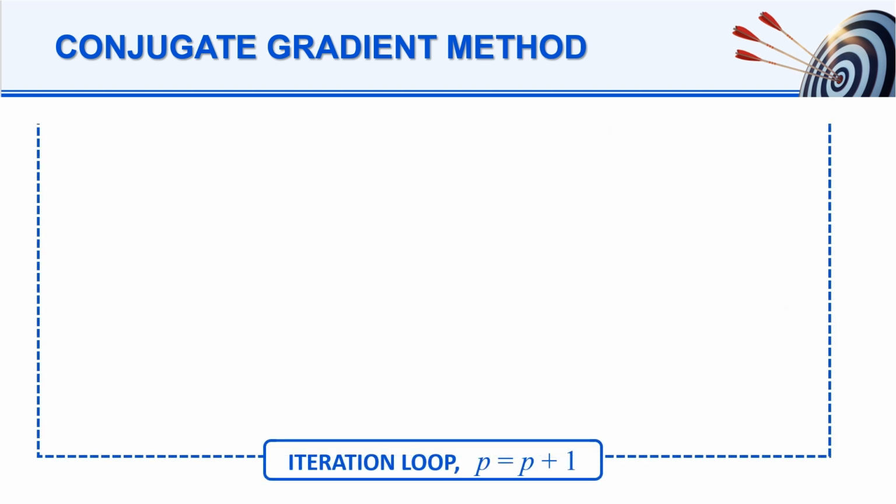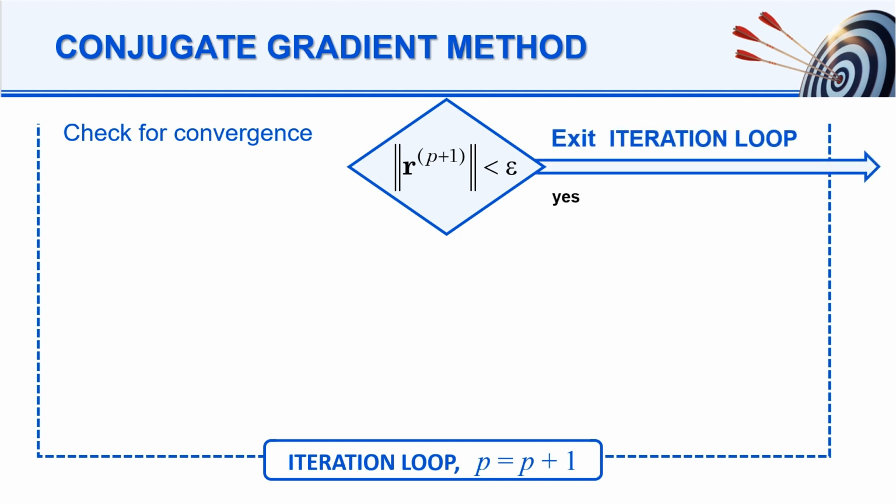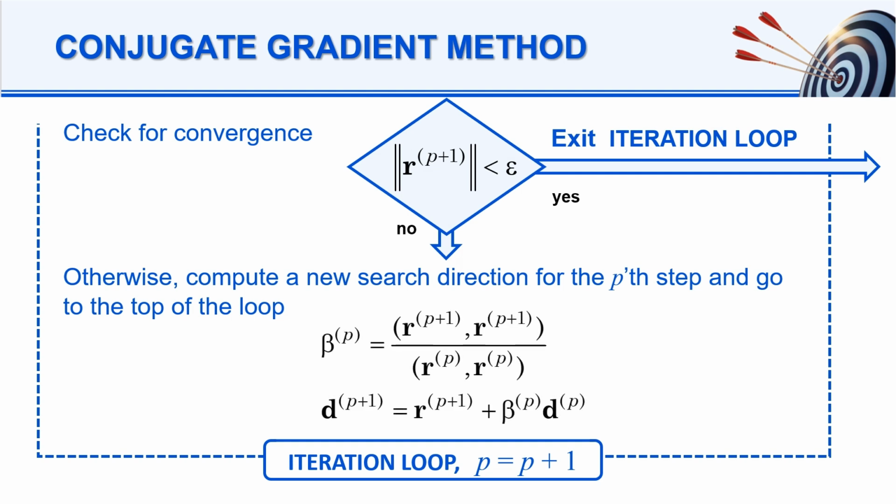Next, we check for convergence using the spectral norm of the residual vector. If the norm is less than a convergence tolerance value, the computations are terminated. Otherwise, the procedure is continued by computing a parameter beta and a new search direction.